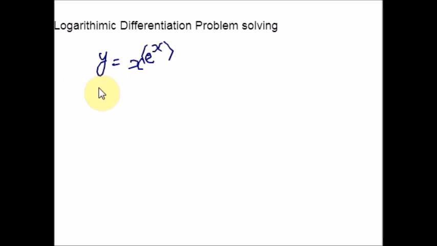So let us begin with this. y equals x raised to e raised to x. We are going to apply the natural logarithm to both sides of the equation. Once you take the natural logarithm, the expression in the exponent's place will be shifted to the coefficient's place. That is the nature of this rule. That is the reason why we are taking the natural log on both sides of the equation.